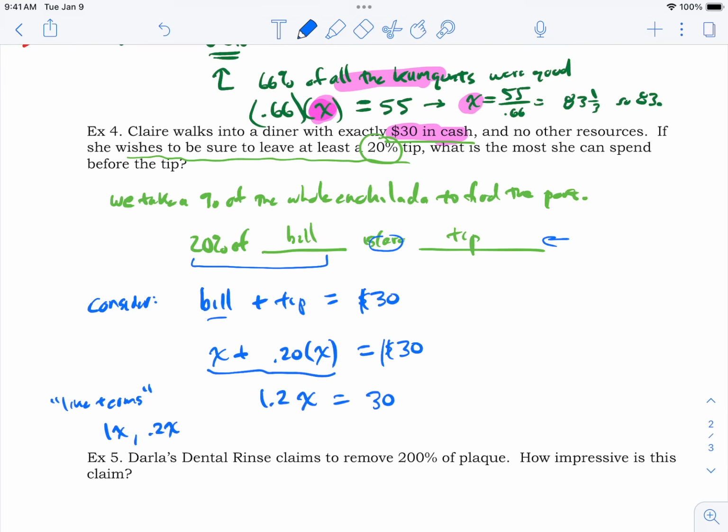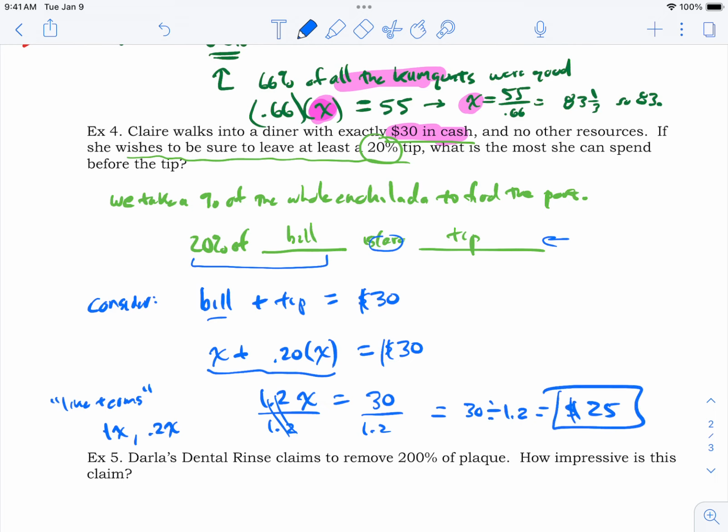So I hope you've seen this like term stuff before. 1x plus 0.2x, you just add the coefficients together. We call these the coefficients. The 1 and the 0.2 are the coefficients. Anyway, 1.2x equals 30. Now to solve this, we're going to want to cancel that 1.2 on both sides. And so x is 30 divided by 1.2. And what did I get? I got actually a perfect $25.